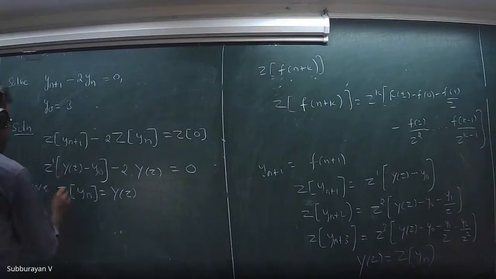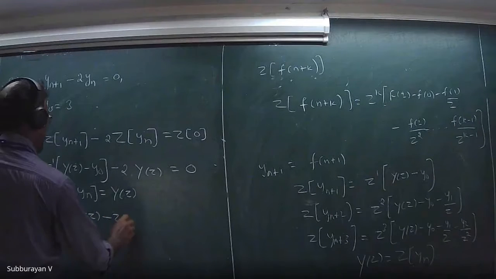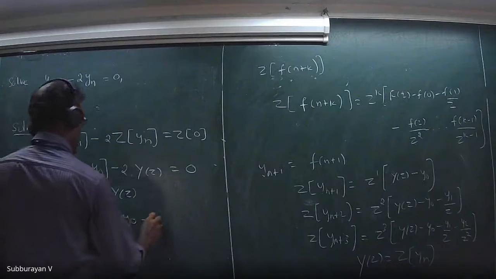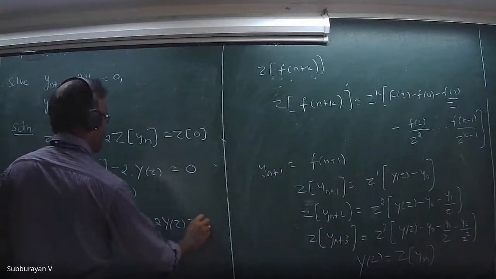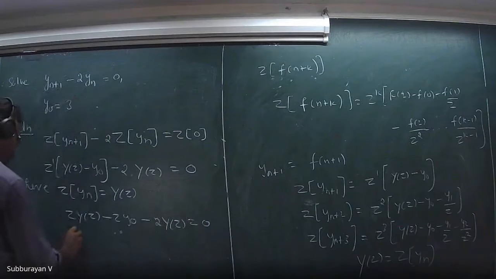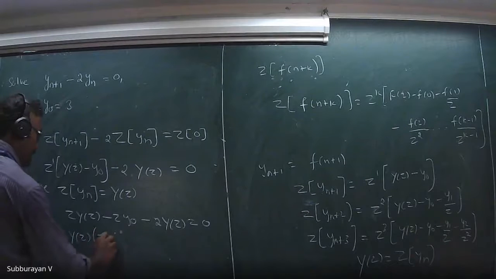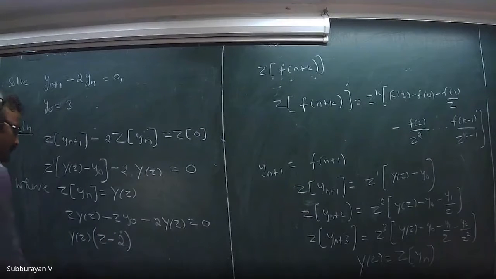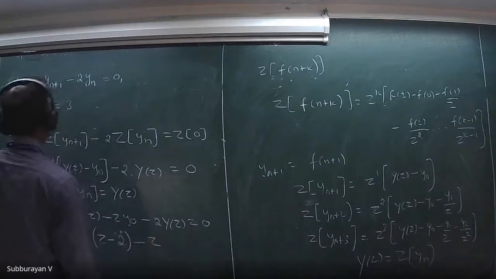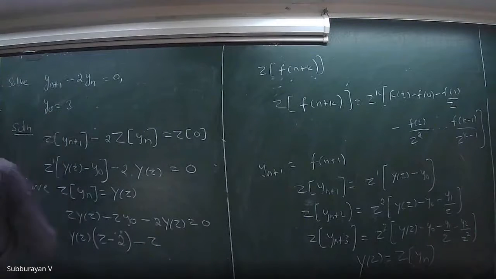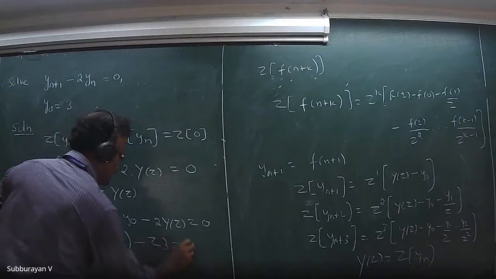Now what is this here? This is z Y(z) minus z y0 minus 2 Y(z) equal to 0. Therefore Y(z) times (z minus 2) minus z y0. What is the value of y0? y0 is 3. Therefore, Y(z)(z minus 2) minus 3z equal to 0.